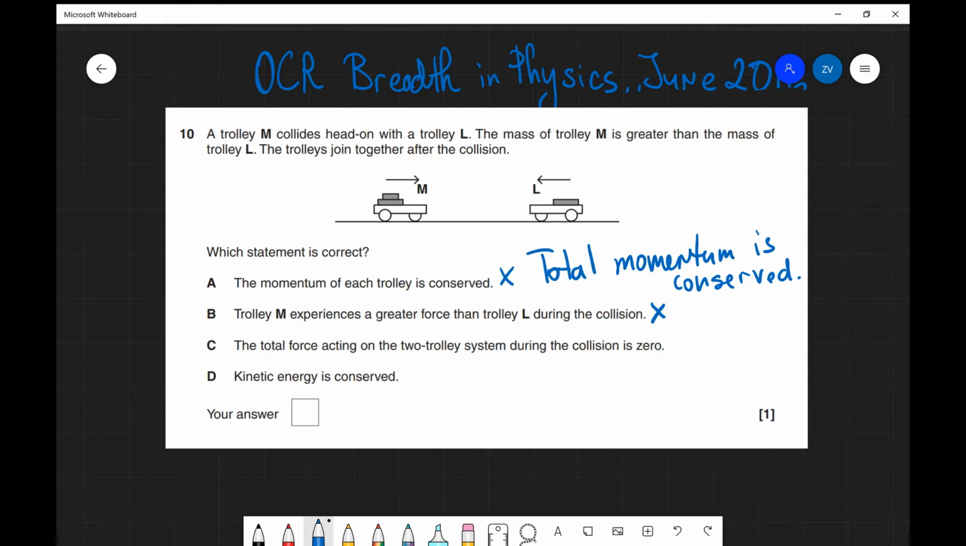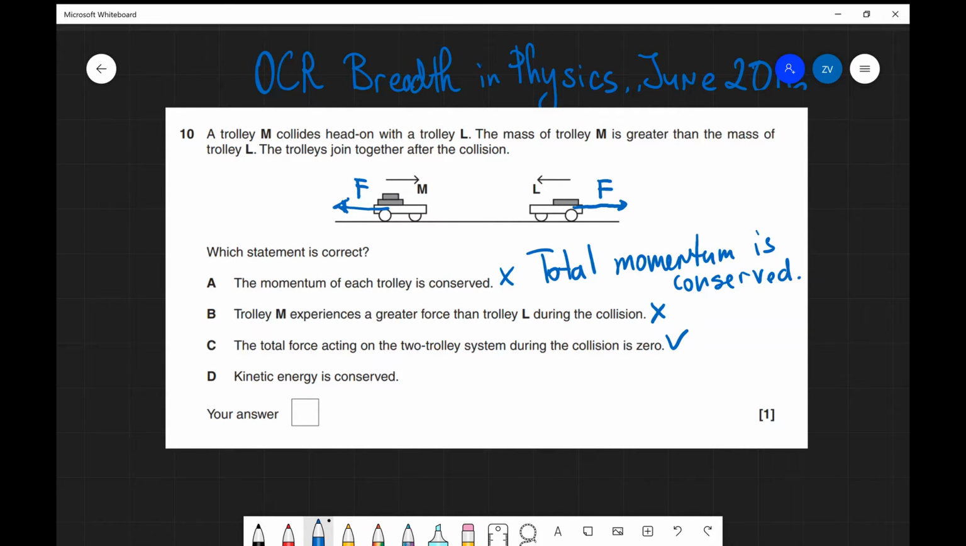Let's see what that means. So that means that there's going to be two forces. Once those two guys collide, M is going to experience a force, let's call it F, acting this way, and this one will also experience the same force F acting the opposite way. So that statement has got to be true, because the total force acting on the two trolley system during the collision is 0. Just to be sure, let's read through part D.